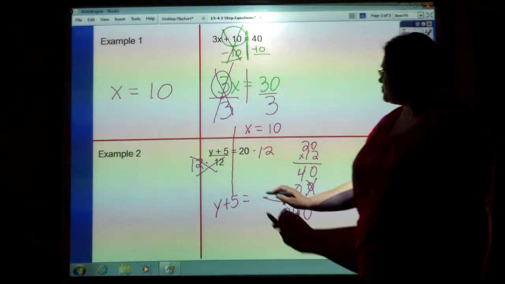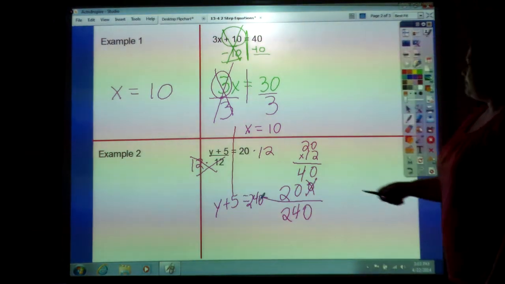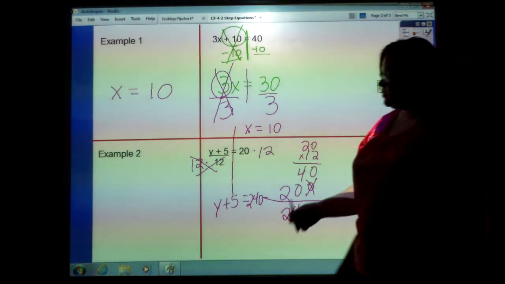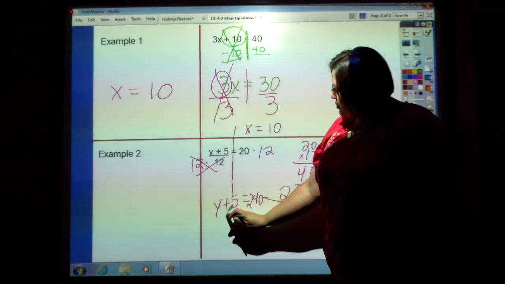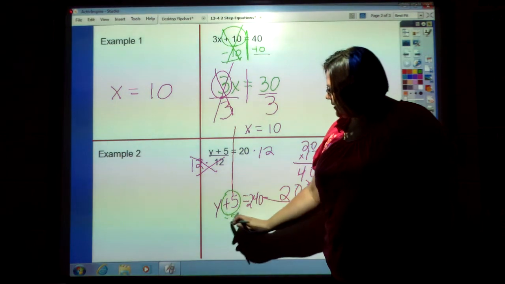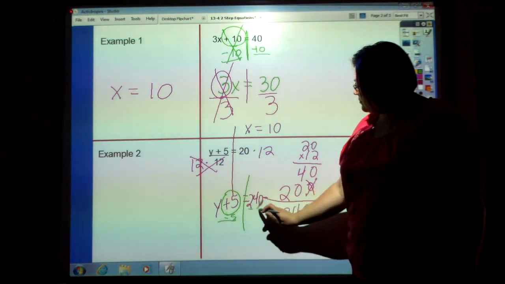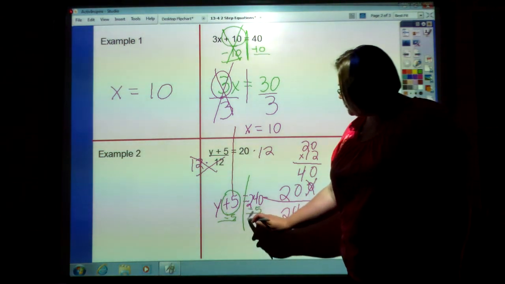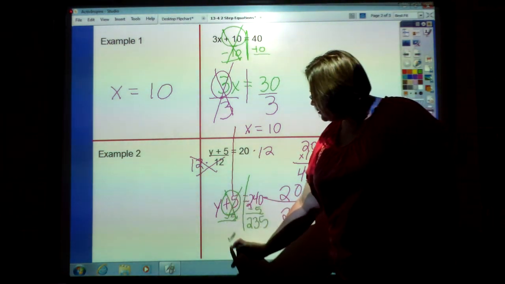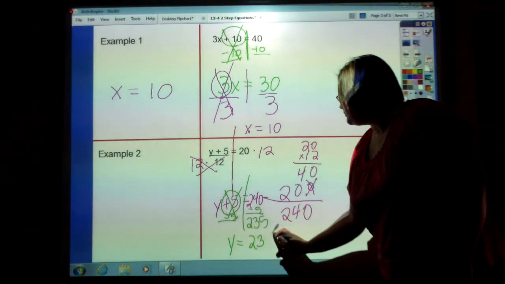That's 240. So now we have y plus 5 equals 240, which is our single-step equation. We're going to get rid of what's over here with the y. So minus 5, do the opposite operation on both sides of the equation. That cancels out. We're left with y equals 235.